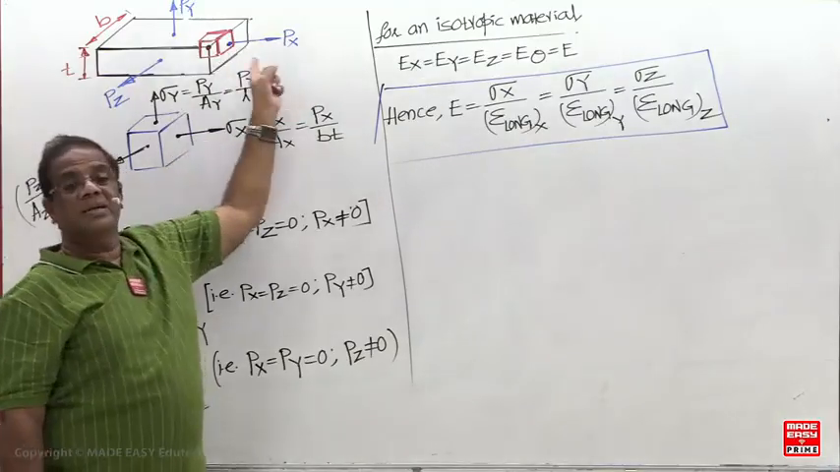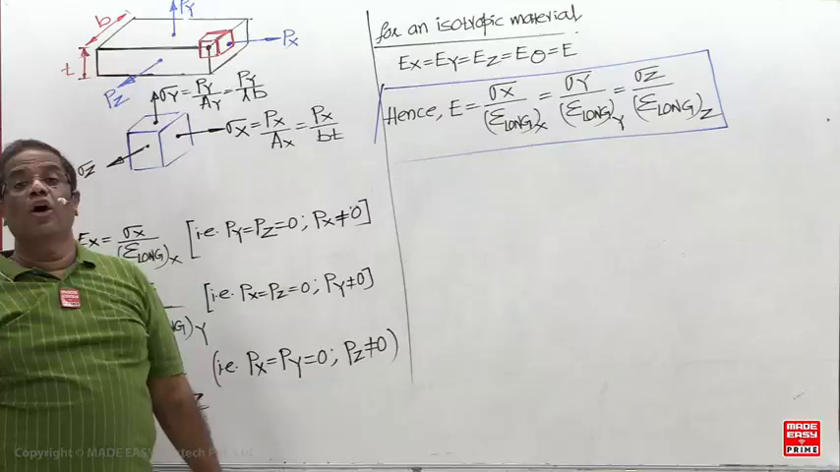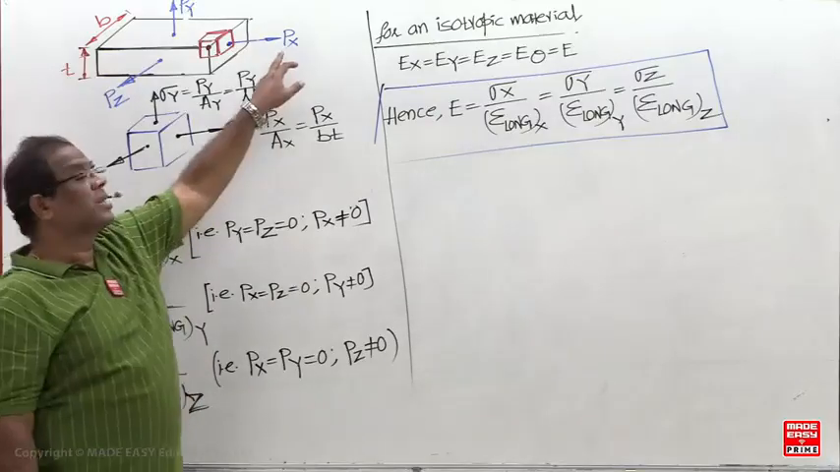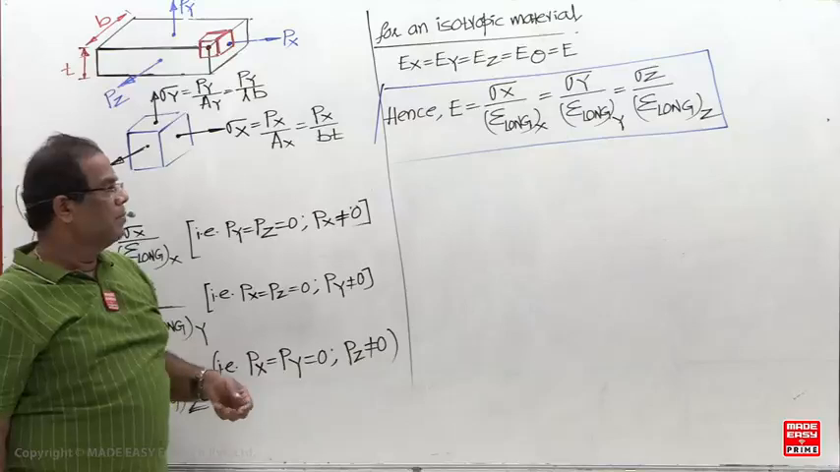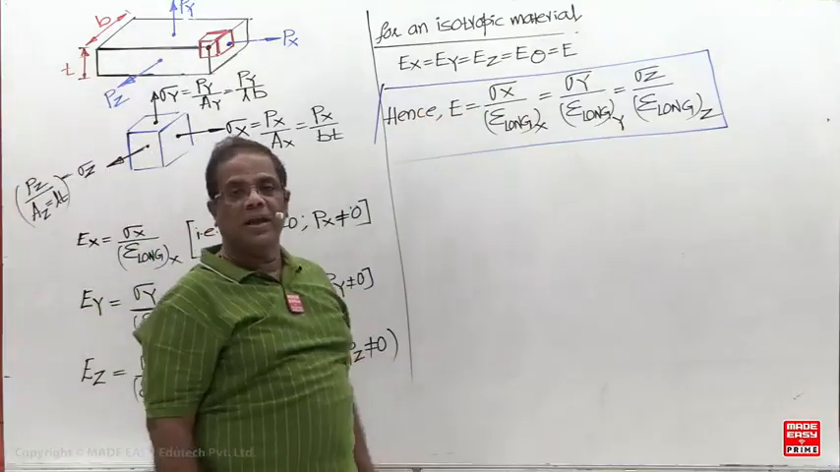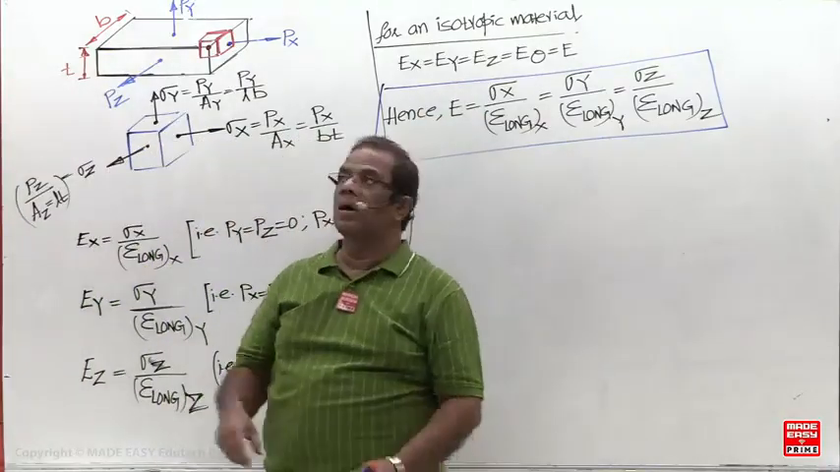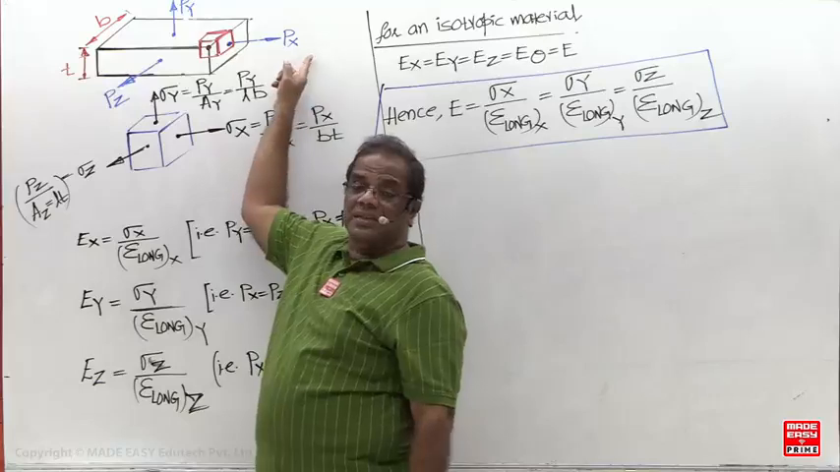So in total, how many strains are there in the x direction? Three: one longitudinal strain and two lateral strains. One longitudinal strain due to Px, and two lateral strains due to Py and Pz. But everybody is going to write sigma x by epsilon x. We should not mention that, because in this direction there are three strains.